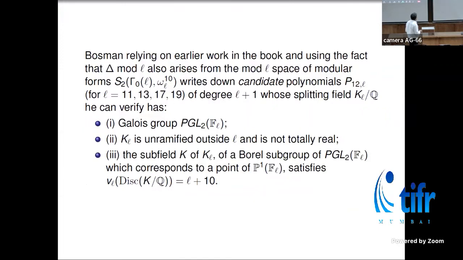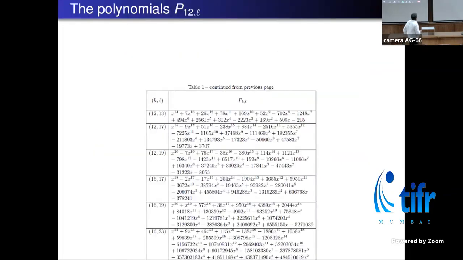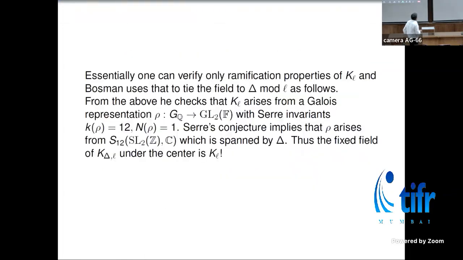Okay, so now one applies this to these polynomials they construct. They can prove that the discriminant exponent is L plus 10. In this case, 10 is k minus 2, so k is 12. Now, the problem at this point is that they can only verify ramification properties of the splitting field of their polynomials, but they cannot directly tie it to the delta function. But they check these local properties. And then if you know Serre's conjecture, it will tell you that such an extension does come from delta, right? Because there's a unique cusp form of weight 12, which is the delta function.